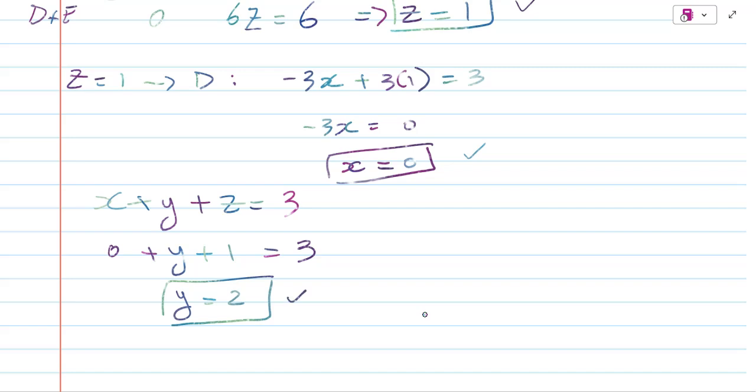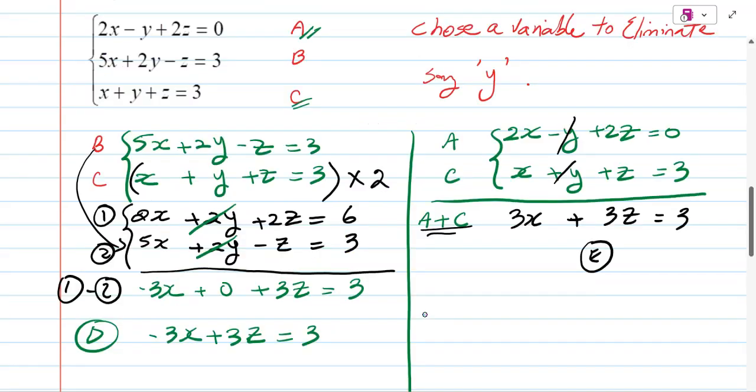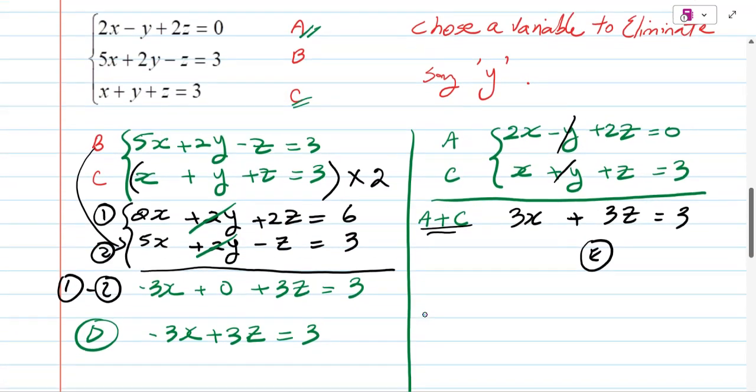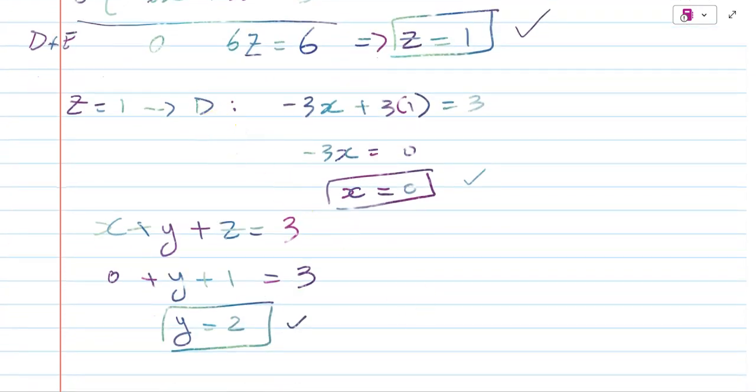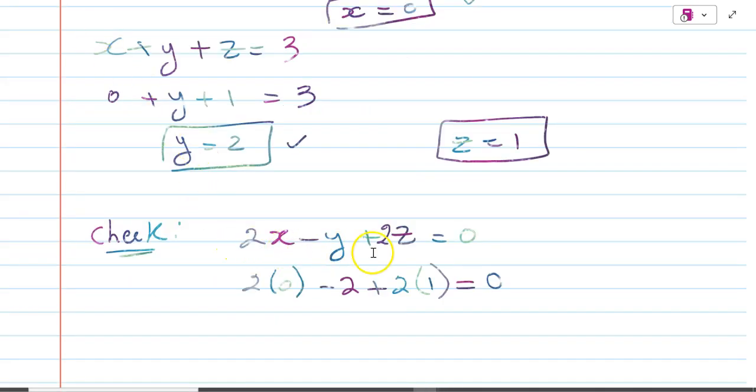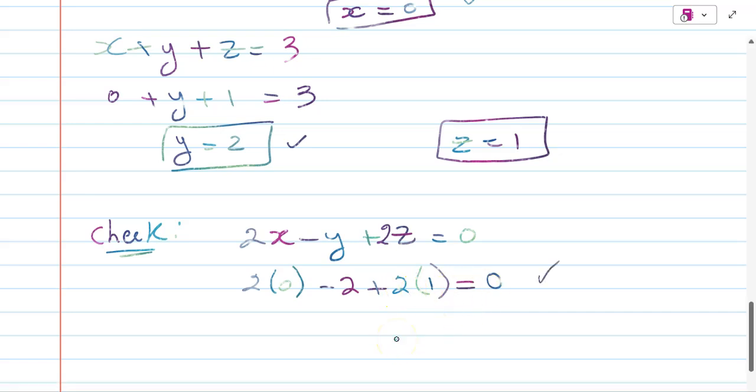The last part is to check our answer. Let's see if the first equation, equation A, will hold: 2x minus y plus 2z equals 0. Plug in numbers for x, y, and z. Is that a true statement? Yes, it is. 2 times 0 is 0, minus 2 plus 2 is 0. Therefore we found all three variables for this system of three equations and three unknowns.